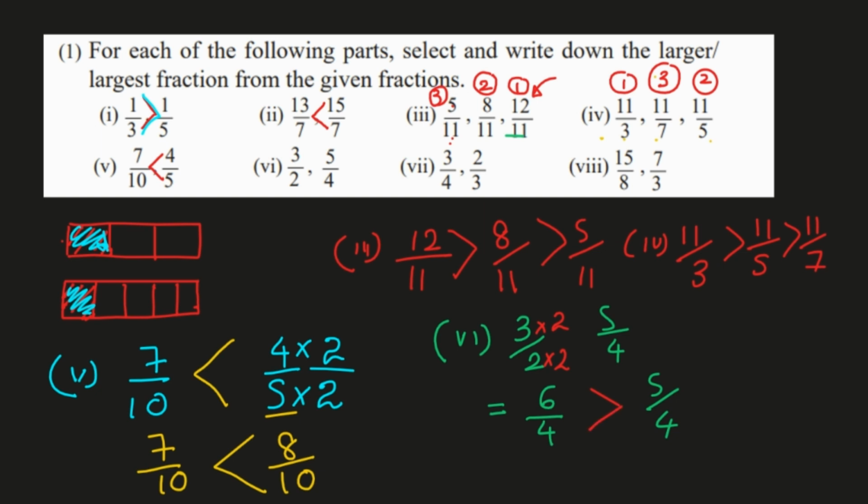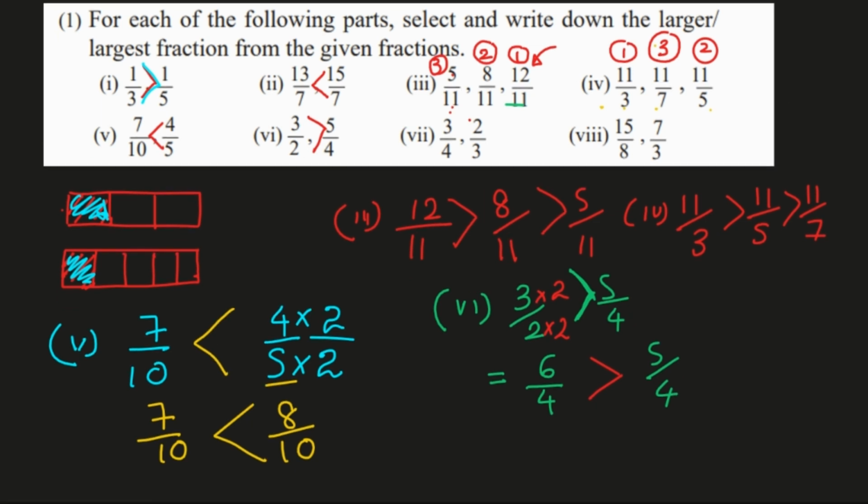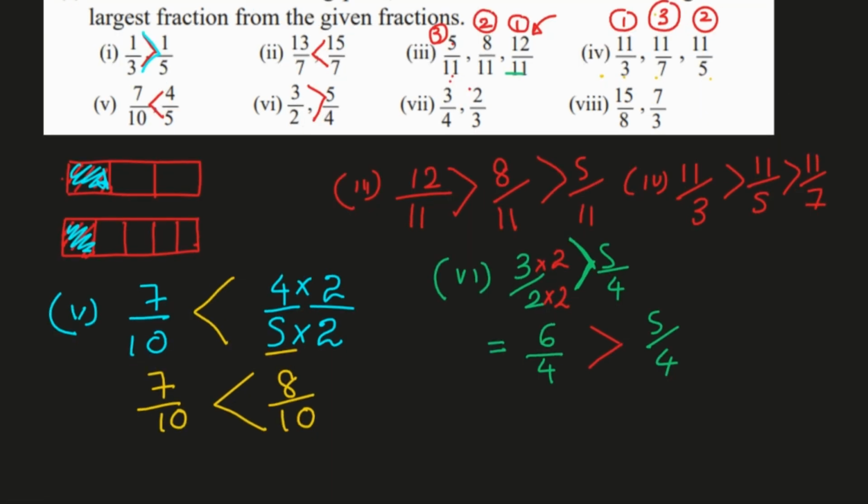So in that case, you can put the larger than symbol on this side. So here in the answer, 3 upon 2 will be greater than 5 upon 4. Understood? Great. Let's go to the seventh question.